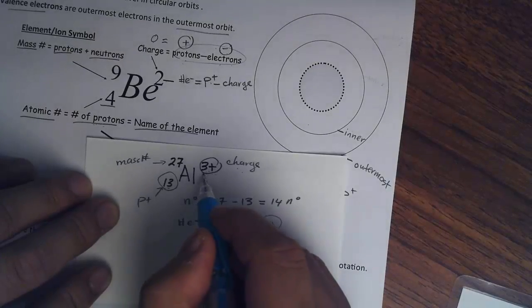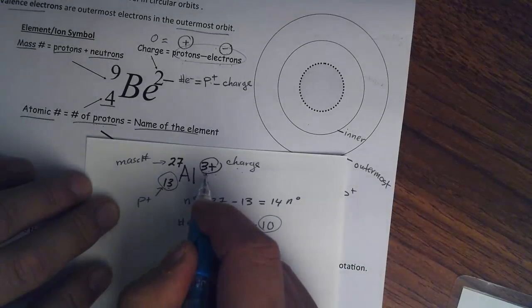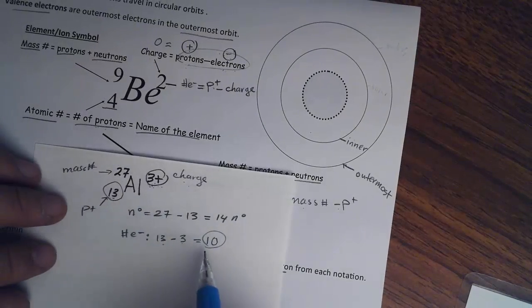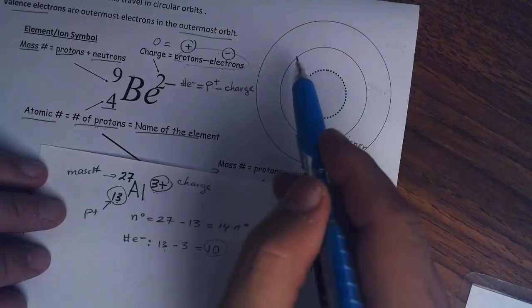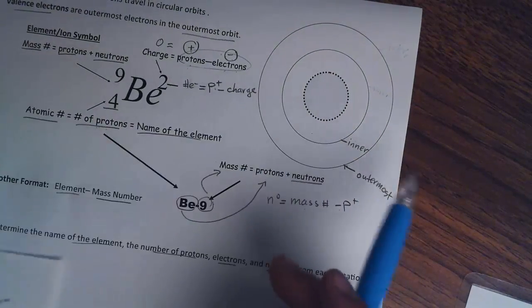When it's positive, we have lost a certain number of electrons. In this case, positive 3. That means this atom has lost 3 electrons. When it's negative, it has gained extra electrons. And this is possible because atoms can easily lose or gain electrons to be stable. And we'll talk more about that later.